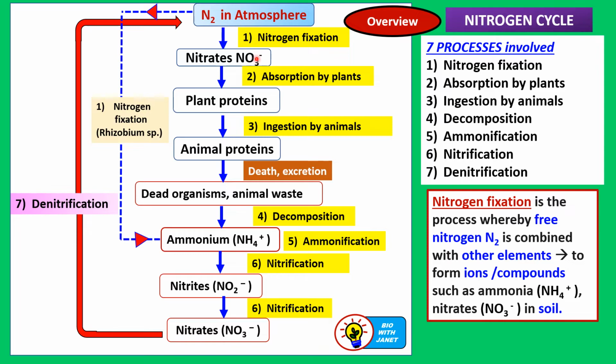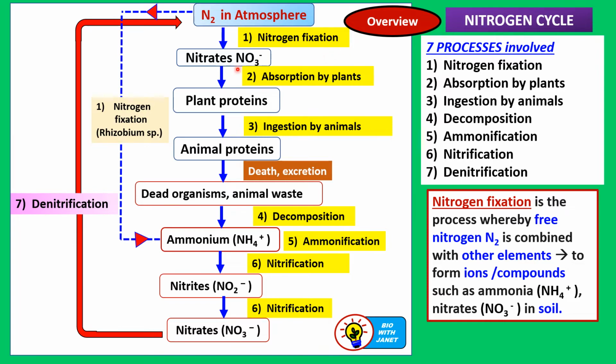So this gas undergoes nitrogen fixation, whereby the free nitrogen in the atmosphere is combined with other elements like oxygen to form nitrates, and it can be combined with hydrogen to form ammonium compounds. So nitrogen fixation is the process whereby the free nitrogen in the atmosphere is combined with other elements to form compounds in the soil. And there are 3 processes or methods of nitrogen fixation that we will discuss later.